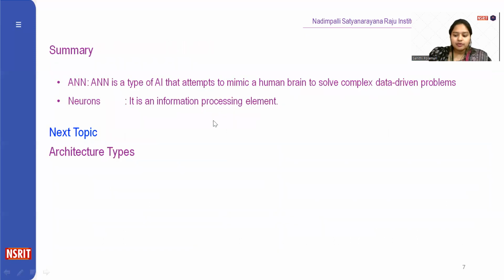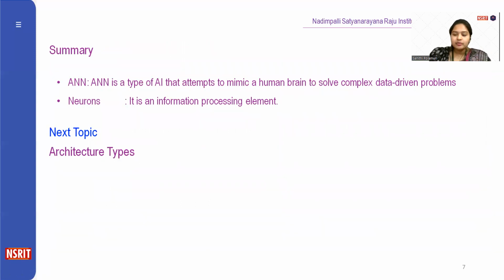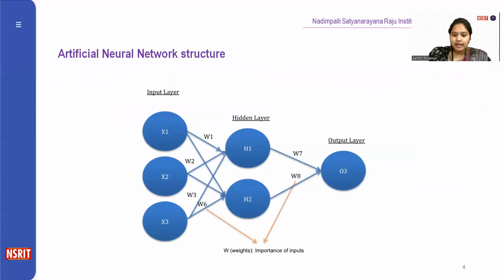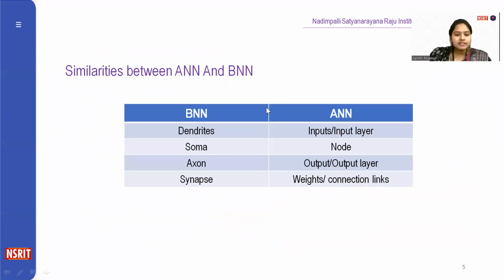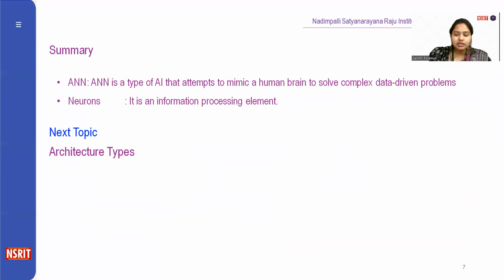Let me summarize what we have learned till now. We have seen the structure of a typical biological neuron and its working, then we discussed the artificial neural network structure, its working and the functionalities of each layer, and then the similarities and differences between ANN and BNN. So this is about BNN and ANN.